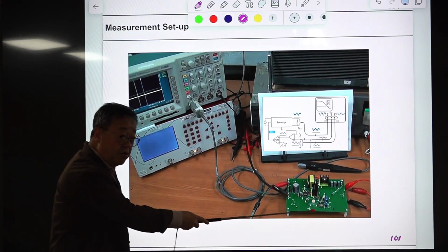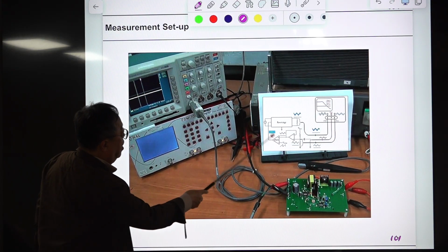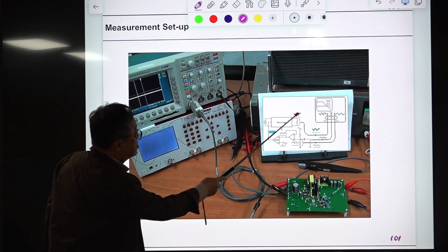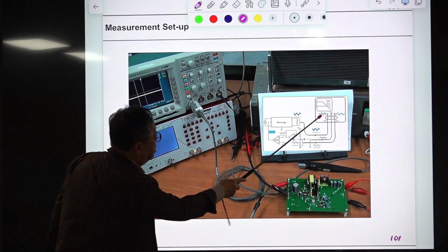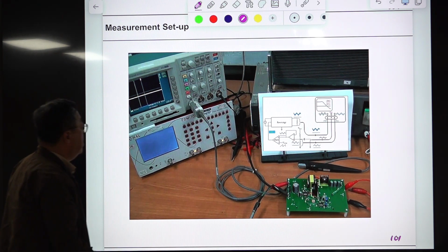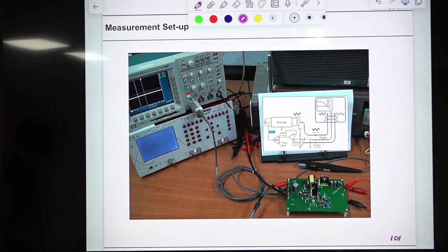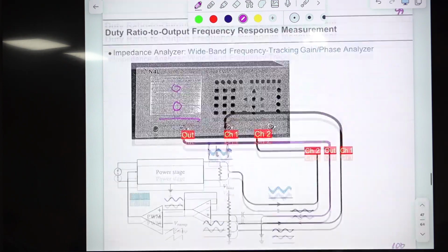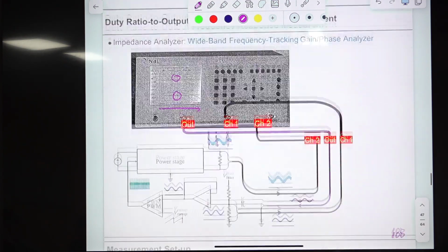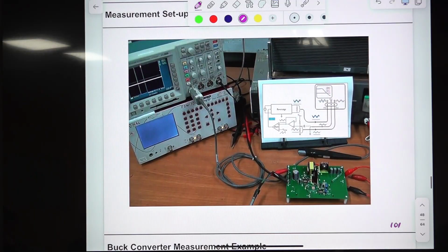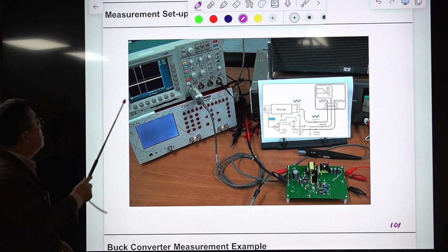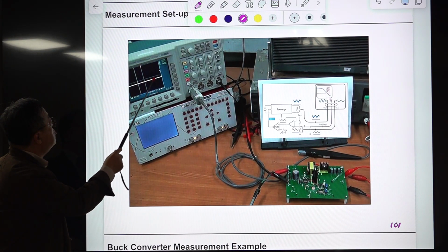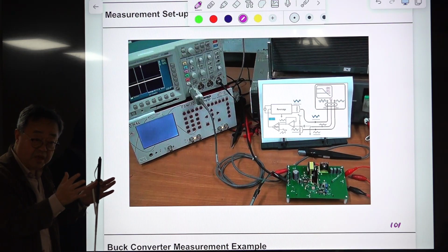This is a flyback converter with this kind of configuration, and we are comparing the AC component of this and this. This is the same figure, and this is the equipment, the impedance analyzer. It has a wideband frequency tracking gain phase analyzer here, and this scope is watching this measurement. If I can, I will show the waveforms of the duty ratio modulation.